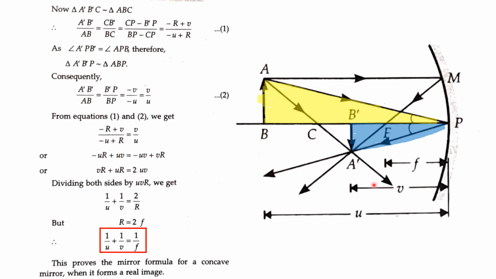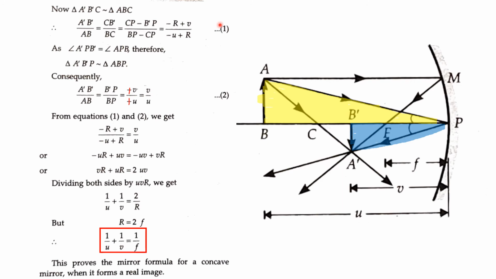By the principle of similar triangles, I can write the ratio of the corresponding sides. A dash B dash by AB equals B dash P divided by BP. Now B dash P, this distance, denotes your image distance V, and it is in the opposite direction, so I'll write minus V. Similarly, this distance BP is your object distance, denoted by small u, so we write minus u, according to the sign convention. This minus and this minus get cancelled, so A dash B dash by AB equals V by U. This is my equation 2 and this is my equation 1.